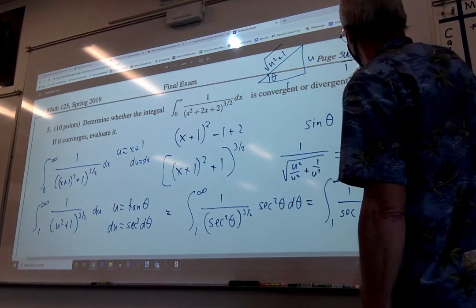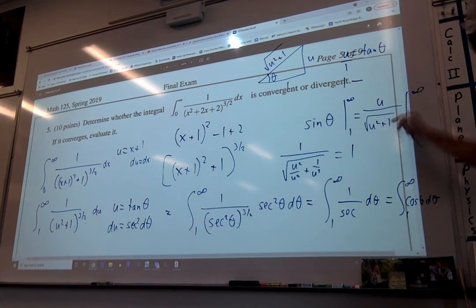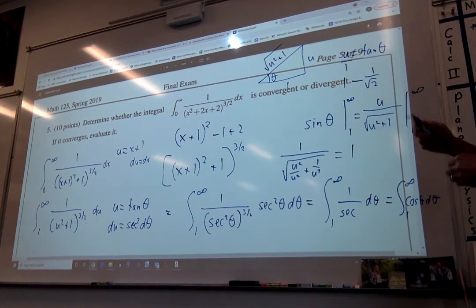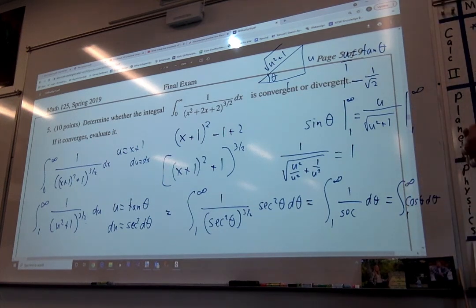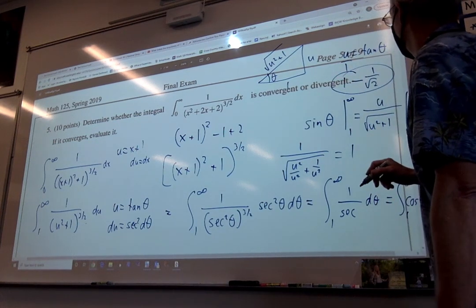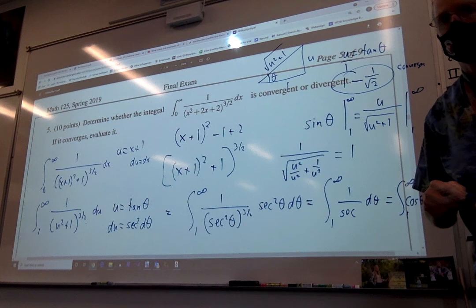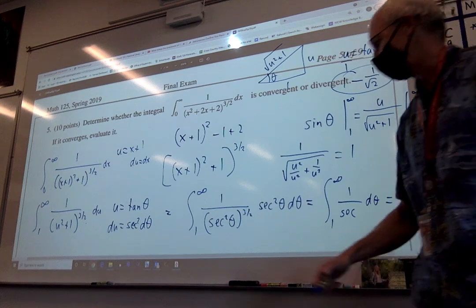So when you plug in infinity, it's 1. So the answer is 1 minus what you get when you plug in 1, which is 1 over root 2. Whatever that is, it's a number, so it does converge. Actually, it does converge. So the answer is 1 minus 1 over root 2. That's the perfect answer. So it converges. Craziness. So you got to be careful. I looked at that, but that's not theta. Theta doesn't go from 1 to infinity. U goes from 1 to infinity.